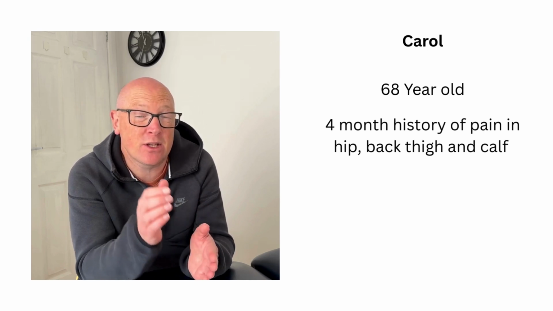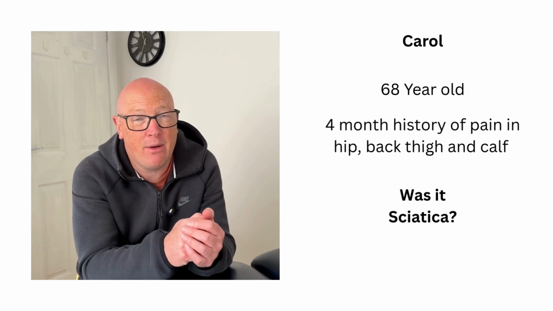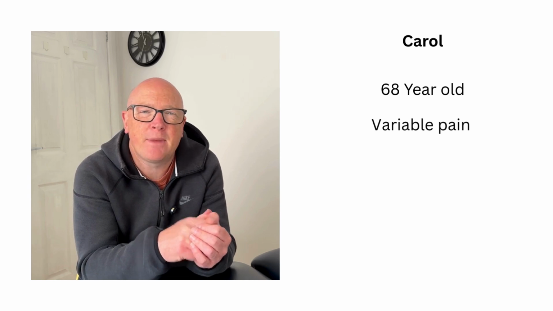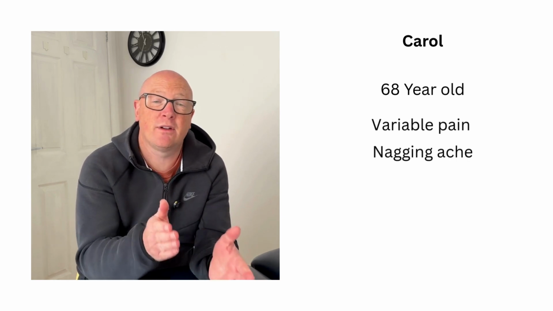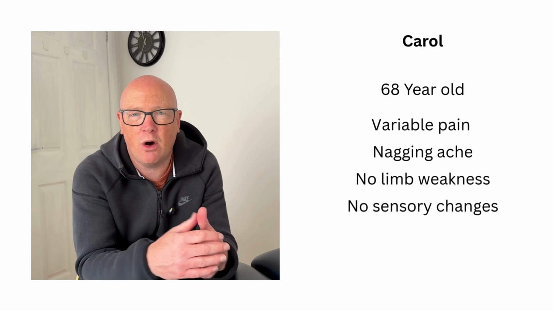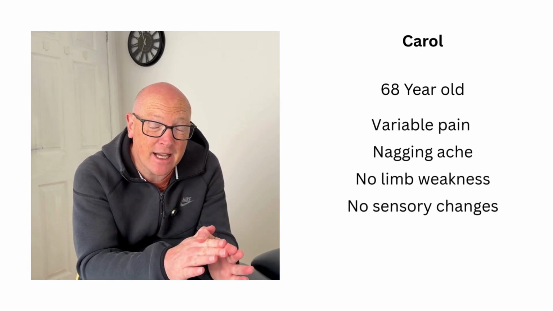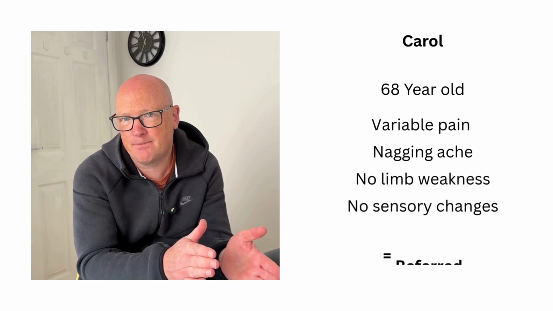Now, let me introduce Carol. Carol is a 68-year-old who came to me in a state of worry and distress. She had a 4-month history of an ache in her hip, back, thigh muscle and calf muscle. She thought she had sciatica, but also worried about her hip joint. The pain could vary in terms of location and severity, and it was a nagging type of pain rather than a sharp shooting pain. She had no loss of muscle power or limb strength. That was normal. So why is this not sciatica and actually something called referred pain?